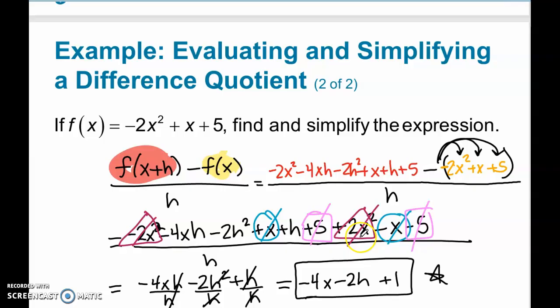So a little different looking when it isn't a linear function. Here we have a quadratic function. So a little bit different looking on the answer. But it's the same process.